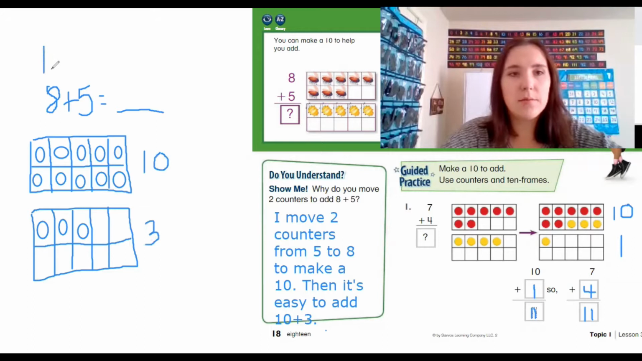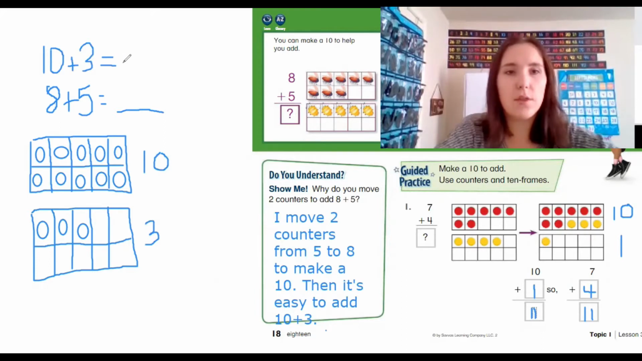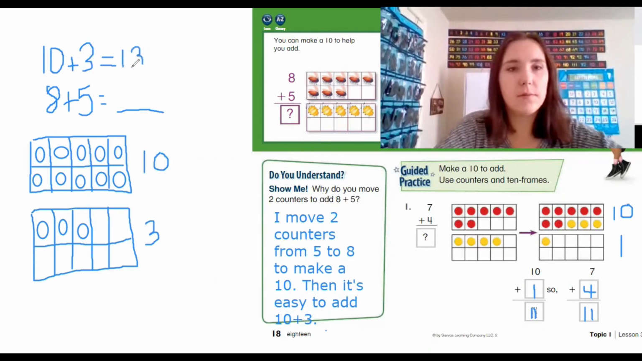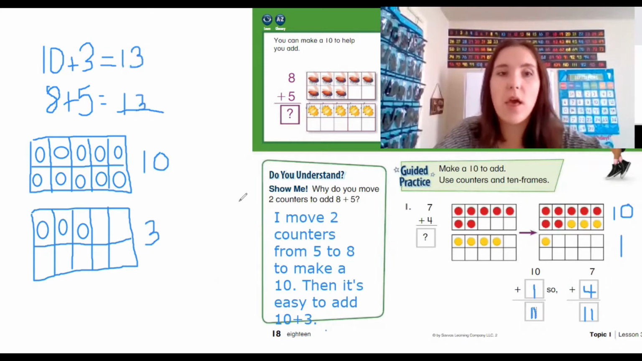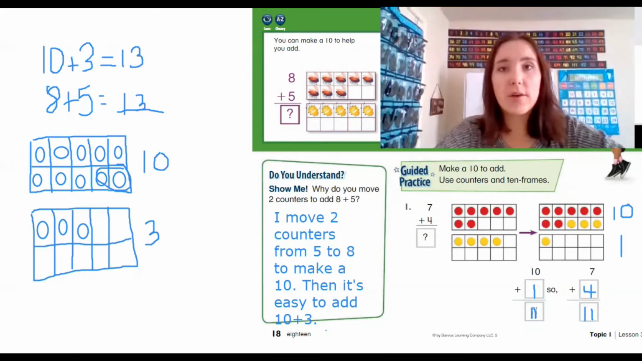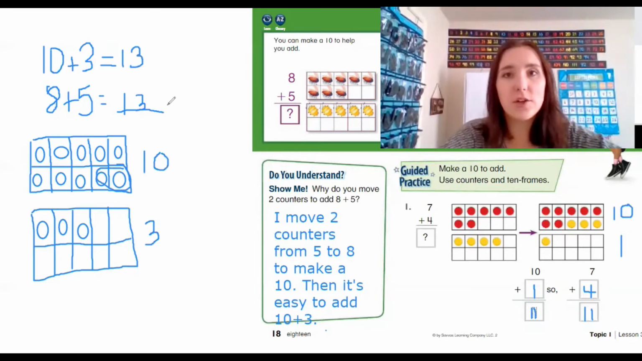So 10 plus 3 equals 13, which means 8 plus 5 also equals 13 because our number of counters did not change. That, my friends, is why we move 2 counters when we're doing 8 plus 5. Okay, now that we did the do you understand, let's go watch another short video.